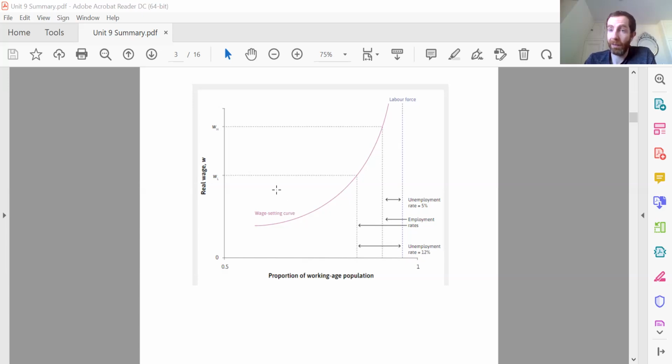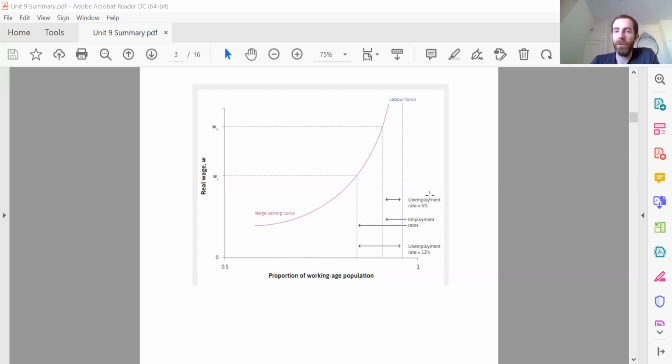Now, if firms decided to pay a higher wage, then the wage setting curve shows us that we would have a higher proportion of people willing to accept jobs and put in effort, and therefore we'd get a lower unemployment rate. So you see 5%. So that seems all well and good so far.